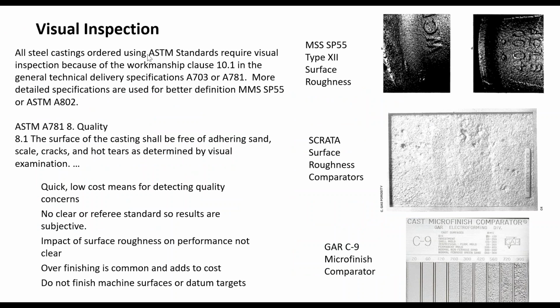If you order, as it says in this first section, to ASTM standards, they all call out A703 or A781 as general technical delivery requirements. And the language in paragraph A for 781 on quality says that the surface of the casting shall be free of adhering sand, scale, cracks, and hot tears as determined by visual examination. So this imposes on the steel foundry, when you just order a material to any of the ASTM specifications as a cast grade, that they have to do a visual inspection to make sure that it's free from adhering sand, scale, cracks, and hot tears.